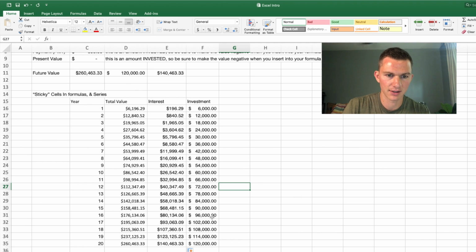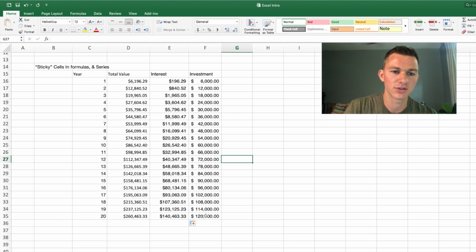So now you can just see each year how much total accrued interest and investment you have in that account. And you can see somewhere around year 18, the total interest surpasses the investment, how much money you physically put in. So that just shows you the power of compound interest.